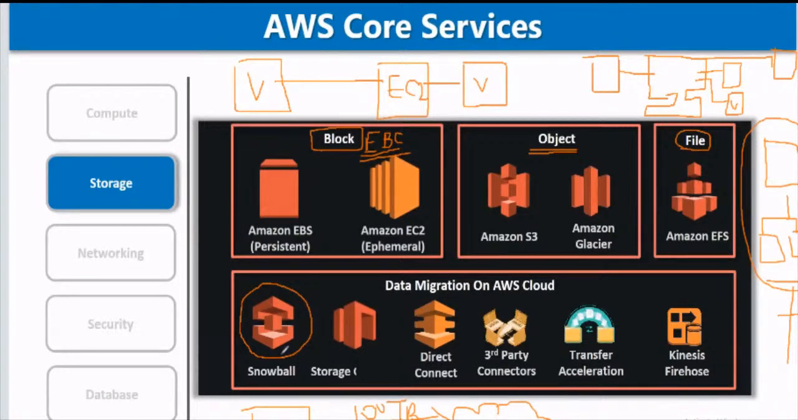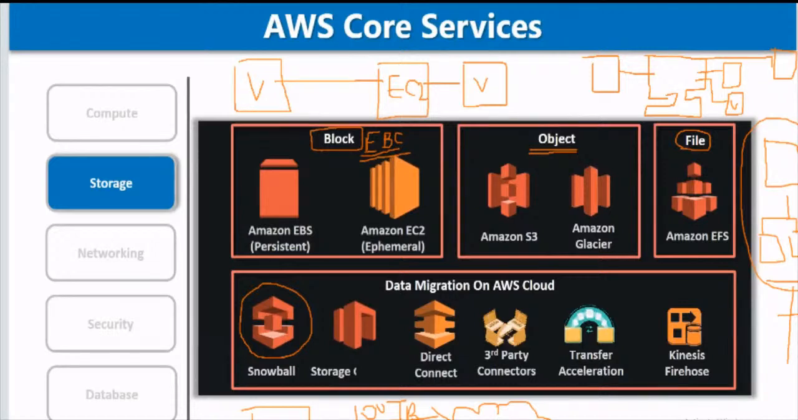So Snowball is a physical device which is offered by AWS, and on this device we can upload our data, and once data has been uploaded, this will be returned back to us as a part of the entire service here, correct? And that is something that we are going to discuss.